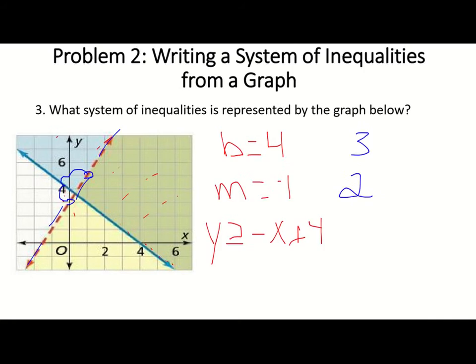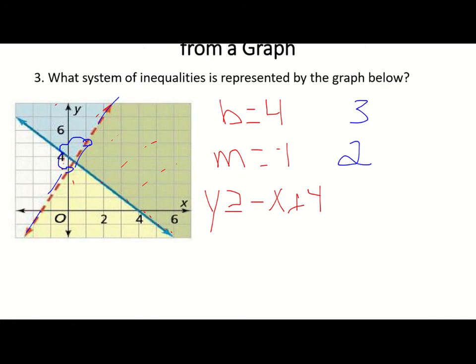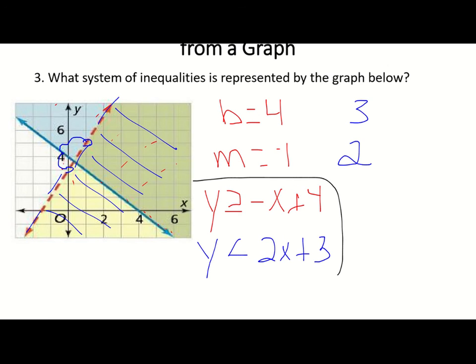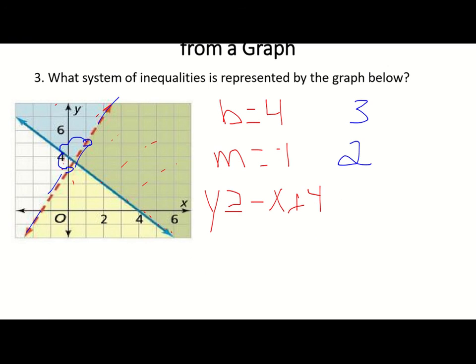So when I write this inequality, I'm going to have y. I'm going to leave a space for the inequality symbol. My slope is 2x plus 3. Now, since this is a dashed line, there is no or equal to, it's strictly less than or greater than. In order for this shading to work out, everything had to have been below. Below means less than. So we have our two inequalities. y is greater than or equal to negative x plus 4. y is less than 2x plus 3.